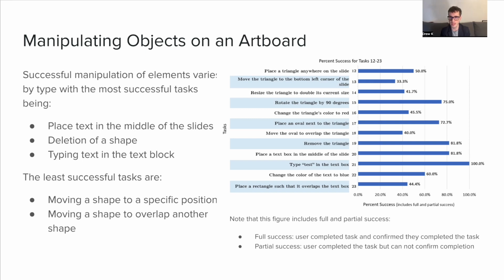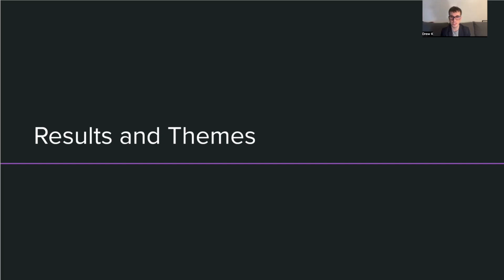Moving shapes to overlap each other also had a low success rate because the screen reader would announce that shapes were overlapping as soon as their bounding boxes were touching. However, this did not mean that the shapes were visually overlapping. In the next part of this presentation, I intend to present in greater detail the themes identified by researchers for usability of digital artboards by blind screen reader users.